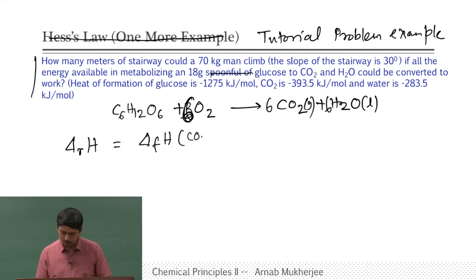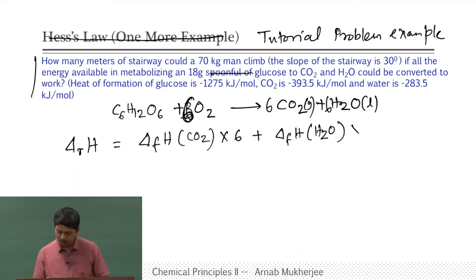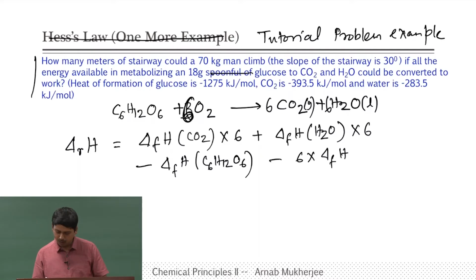CO2 multiplied by 6 plus enthalpy of formation of H2O multiplied by 6 minus enthalpy of formation of C6H12O6 minus 6 into enthalpy of formation of O2, correct.